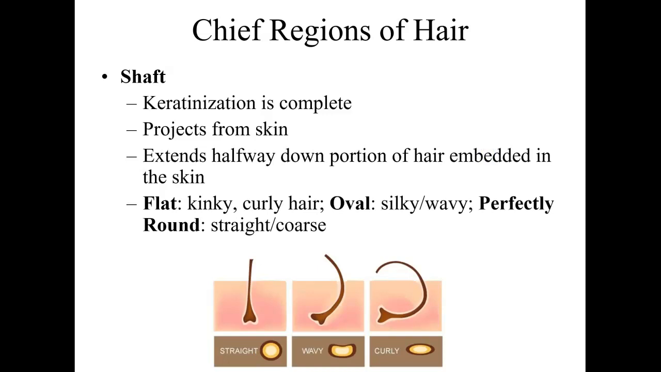So what type of hair you're going to have is dependent upon what the actual opening as it comes out looks like. So if you have a flat opening, it could end up as being kinky or curly hair. If you have more of an oval opening, it's going to be silky and wavy. And if it's a perfectly round opening, it's going to be straight or coarse hair coming out of that opening.